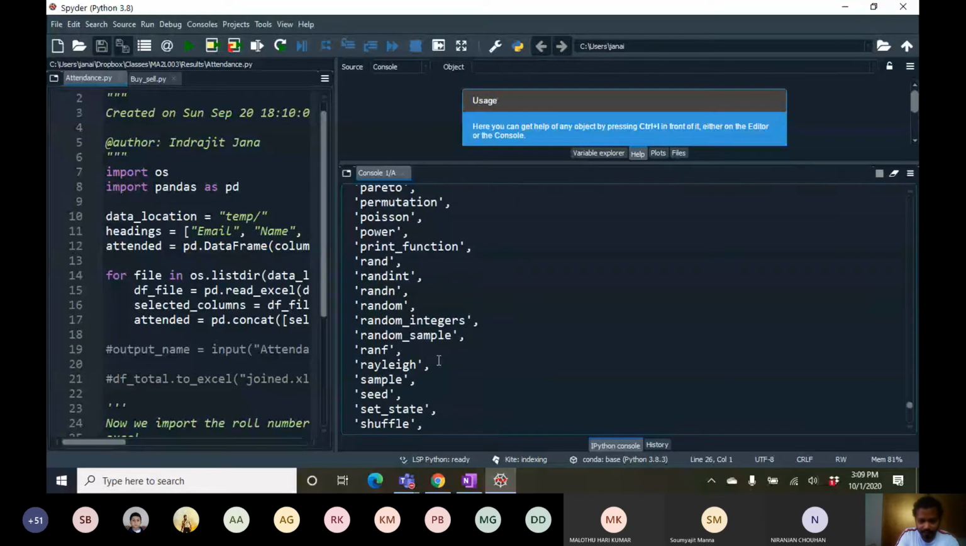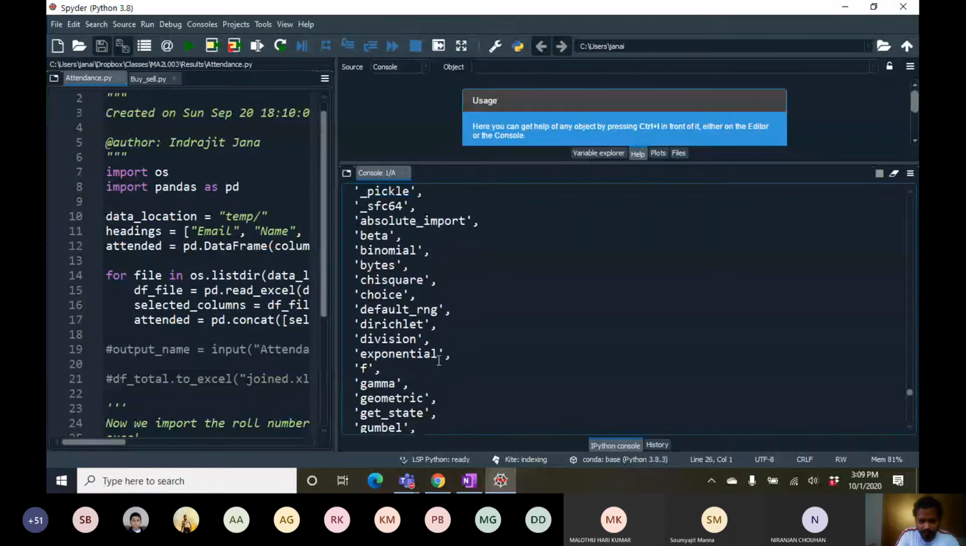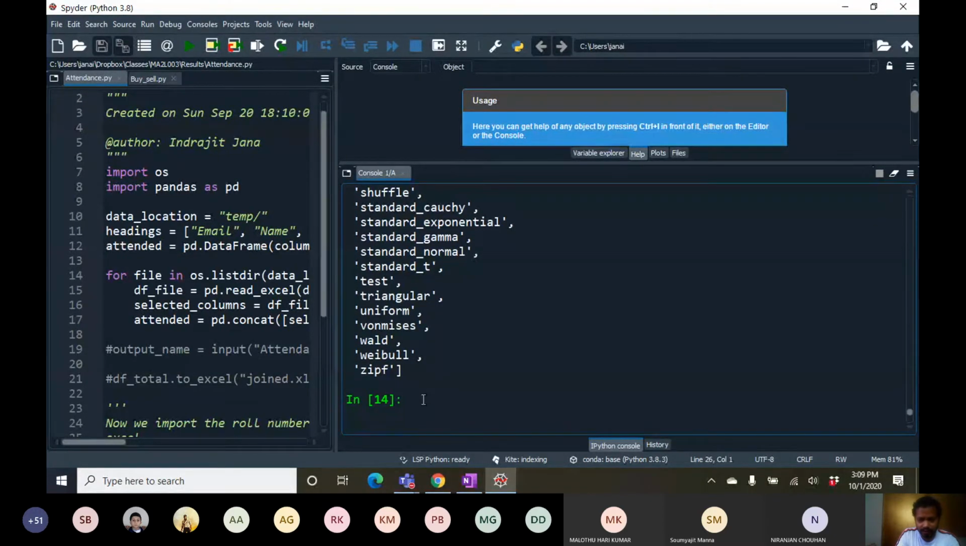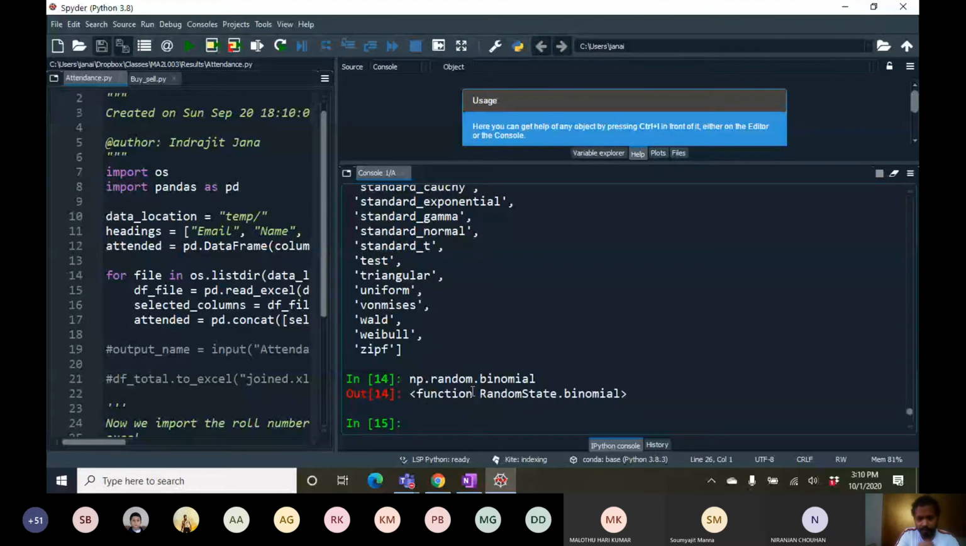In fact, you can see it contains, for example, the binomial distribution, chi-square distribution, exponential distribution, gamma, like everything that we talked about, right? So I will start with, let's say, np.random.binomial. np.random.binomial is a function. In that random subfolder, there are a lot of functionalities, and one of them is binomial.